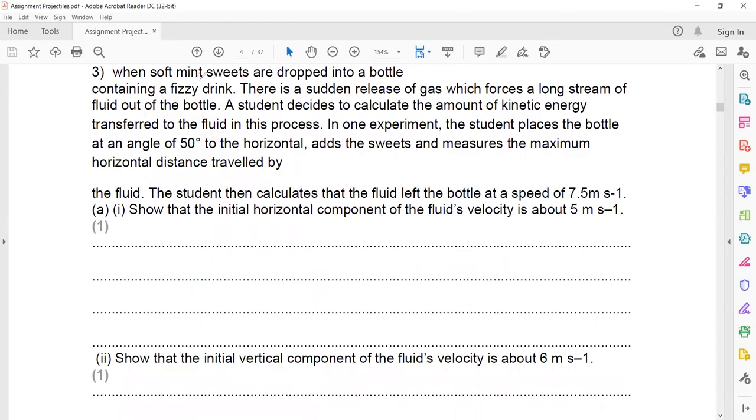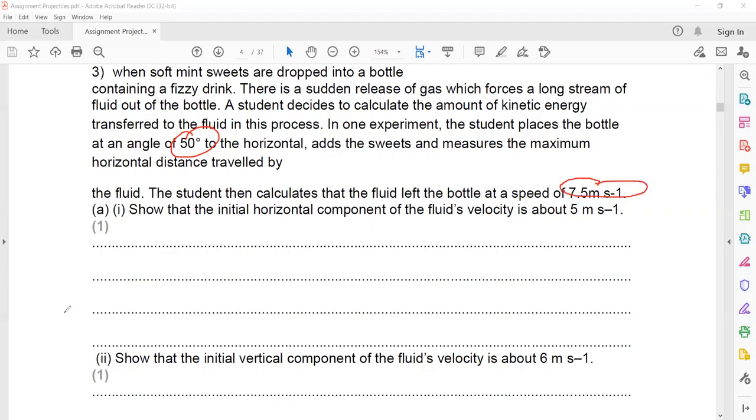When soft mint sweets are dropped into a bottle containing a fizzy drink or carbonated water, there is a sudden release of gas which forces a long stream of fluid out of the bottle. A student decided to calculate the amount of kinetic energy transferred to the fluid in this process. In one experiment, a student placed the bottle at an angle of 50 degrees and added the sweets and measured the maximum horizontal distance traveled by the fluid. The student then calculated that the fluid left the bottle at a speed of 7.5.